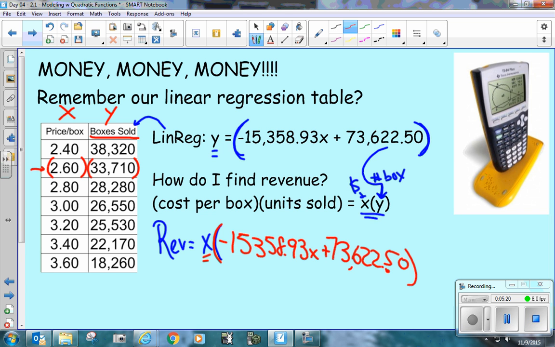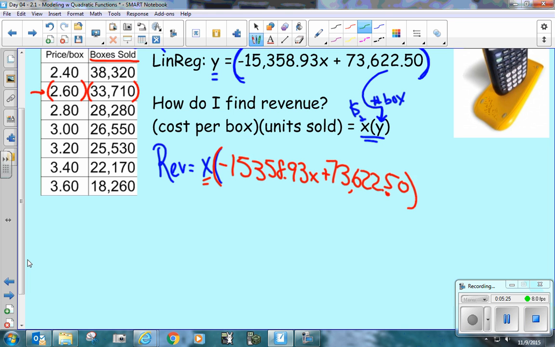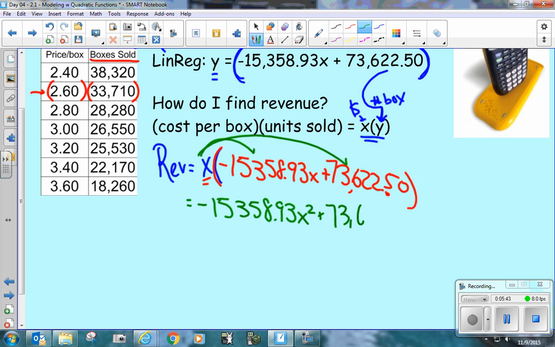And what do I do? Do I got to distribute that x? Yeah. When I distribute that x, it takes my linear regression and turns it into a quadratic. X squared is the biggest term now. So it's negative 15,358.93 x squared plus 73,622.50 x. That is now a quadratic equation.